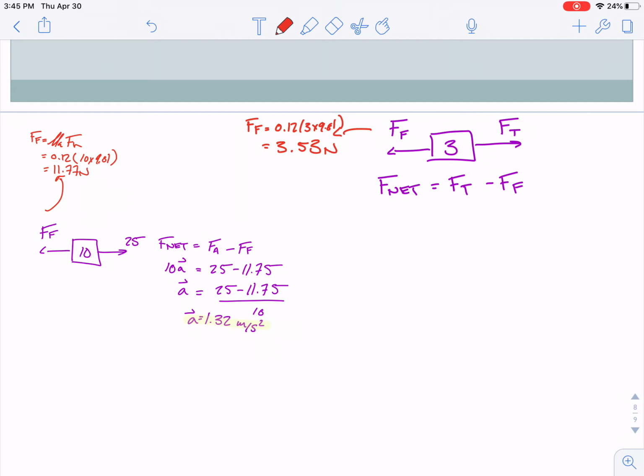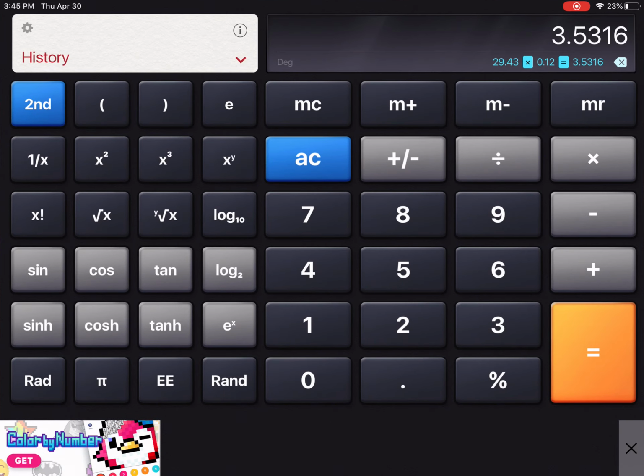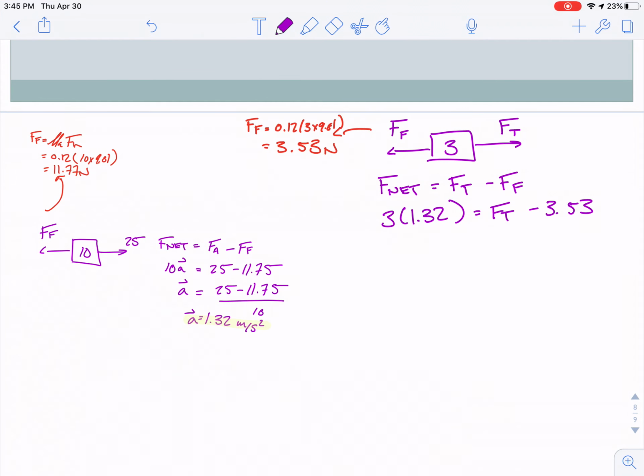All right, so let's go back and restart here. 3 times 1.32 is just going to be equal to this force of tension, which we're trying to find, minus 3.53. So 3 times 1.32 is just 3.96. So 3.96 newtons plus 3.53 newtons gives us this force of tension. And in that case, that force of tension ends up being 7.5 newtons.